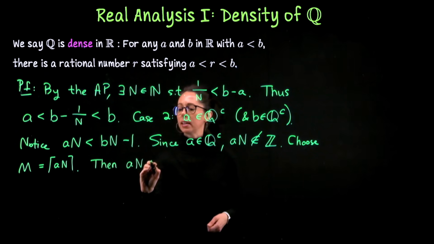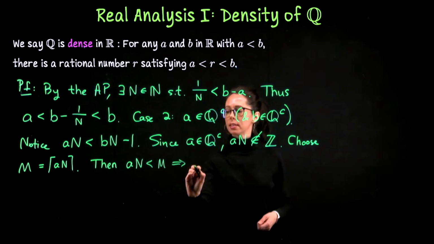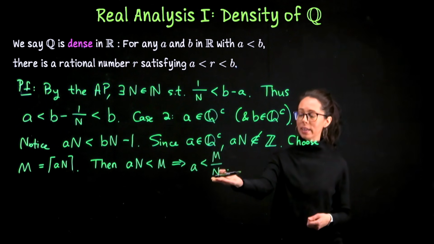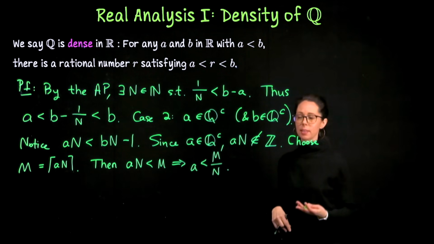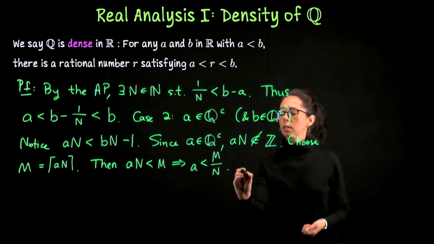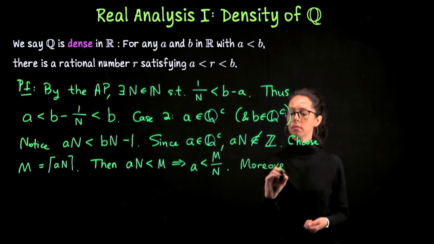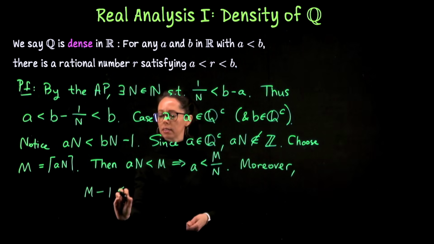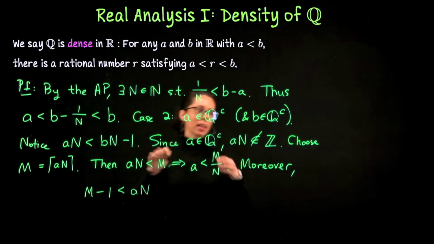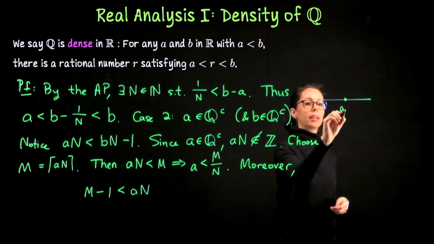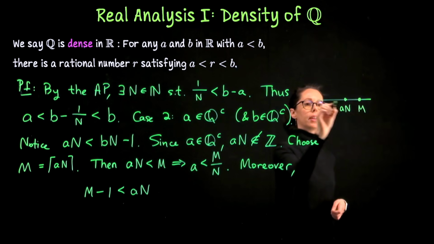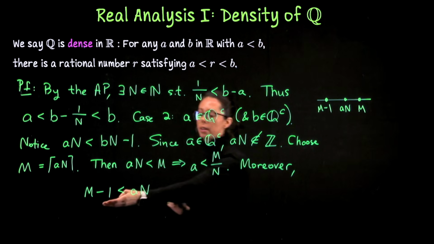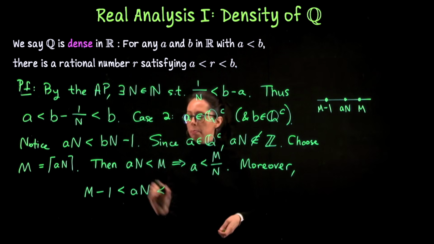A times capital N is less than m, which implies that A is less than m over N, which is a rational number. So it would be great if I could show that this rational number was also less than B. We can do that by using this inequality. m minus 1 is less than AN, because again, here's AN, it's not an integer. So here's an integer, and here's 1 minus the integer. AN is sitting between two consecutive integers. The one on the left is m minus 1. It's less than AN, which is less than BN minus 1.